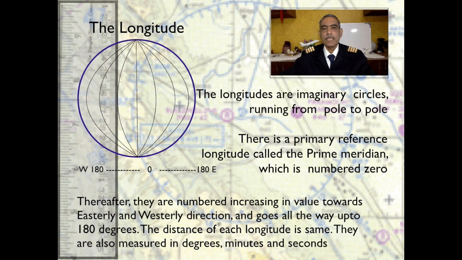Let's see the longitudes as well. These are imaginary lines running from pole to pole. There is a primary reference longitude called the prime meridian, which is numbered 0, which you all by now should know passes through some place in UK. Thereafter, they are numbered in increasing value towards easterly and westerly directions, and goes all the way up to 180 degrees. So the total surface is divided into 360 degrees, as in the case of latitudes. The only difference here is that it is increasing from the prime meridian towards either side, towards the east and towards the west. They are also measured in degrees, minutes and seconds.